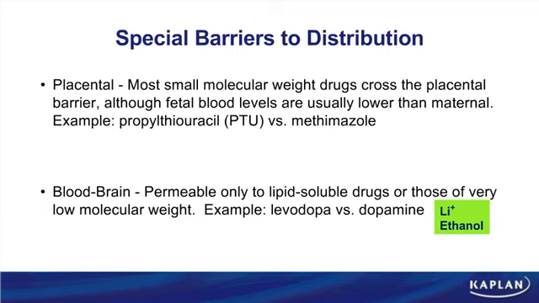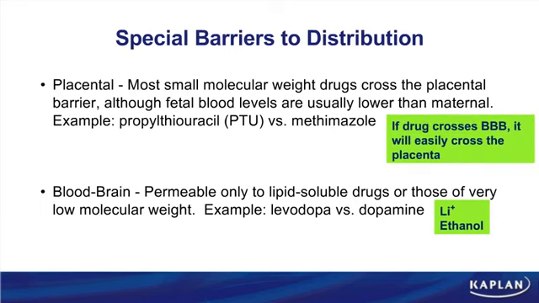brain as well. You can follow this rule, that if a drug can cross the blood-brain barrier, it will easily cross the placenta. And occasionally those drugs are going to be harmful to the fetus. They can be teratogenic. If you take my two examples that I just gave you, lithium and ethanol, both of those can harm the fetus. Both have teratogenic effects.